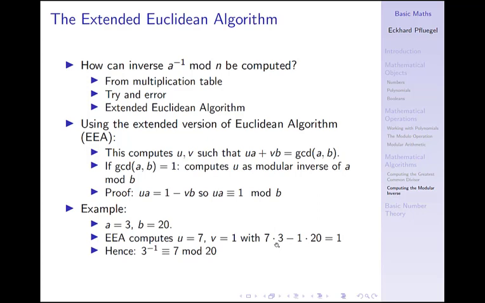And then we realize that this number here, the number U, 7, is indeed the modular inverse, as you have seen before. And of course, it seems not clear how you can actually compute those numbers U and V, but that's exactly what I'm going to present now in the scheme for the extended Euclidean algorithm. And then you are equipped with a method that helps you to compute the modular inverse.